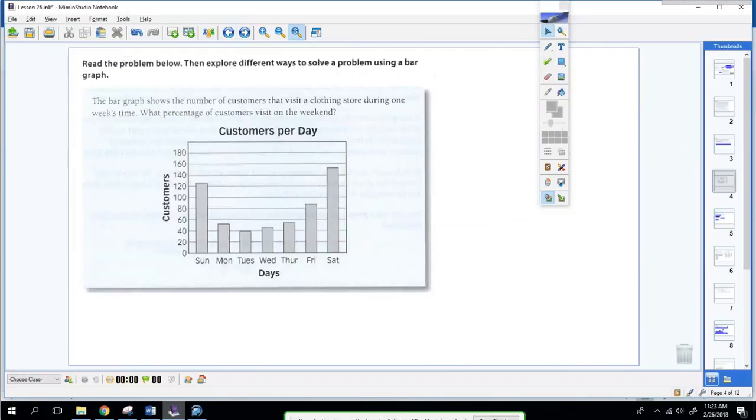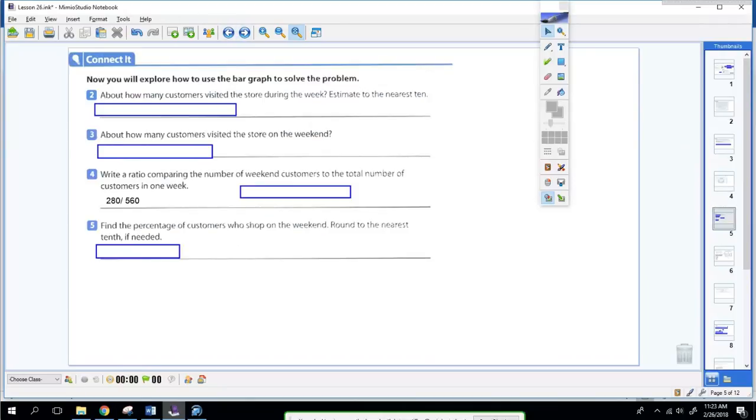Okay, so let's read a little bit more bar graphs. The bar graph shows the number of customers that visit a clothing store during 1 week's time. What percentage of customers visit on the weekend? Well, let's figure out some information before we can answer that. The first information we need is how many customers visit the store during the week.